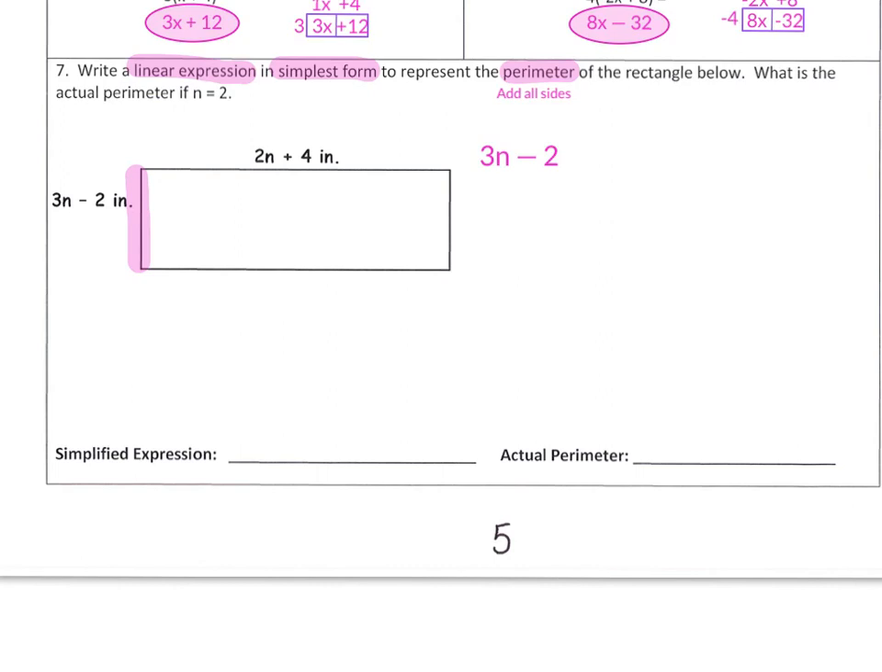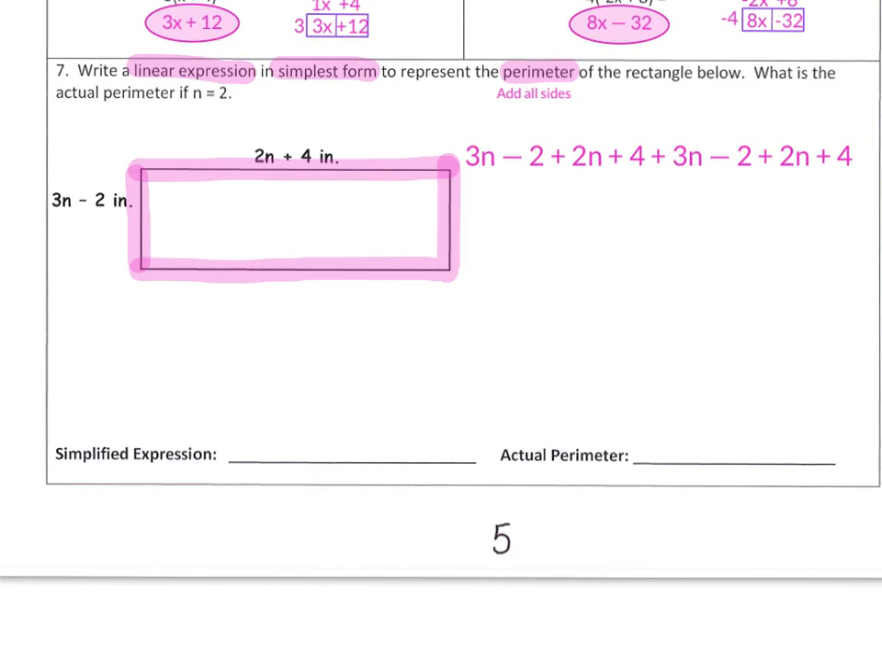That's only one of the sides, though. Now I need to add the 2n plus 4, but that still isn't the full perimeter. I need to add the next two sides as well. So I need to repeat this by adding the 3n minus 2 again and adding the 2n plus 4 again. Now, I didn't use parentheses to separate the sides. You certainly could. So I added that above just so you could see it.